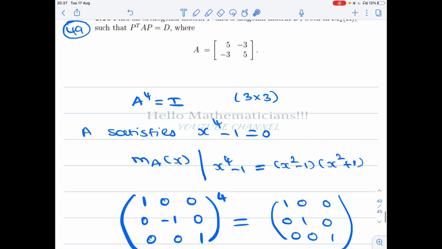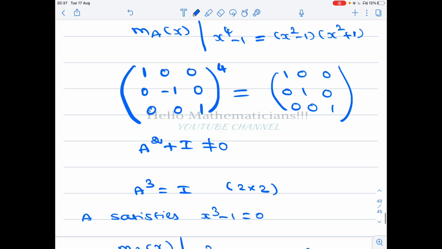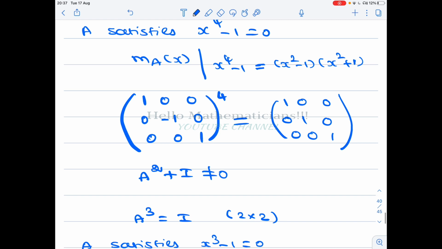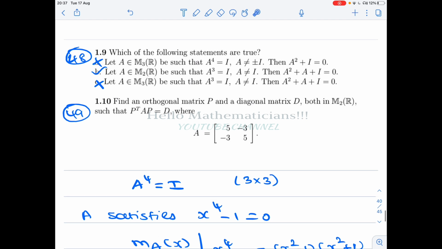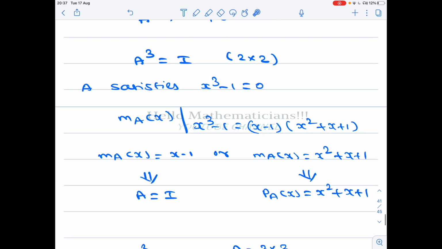Therefore, it satisfies a square minus I equals 0. If this is the minimal polynomial, it satisfies only this factor. It won't satisfy the other factor. Therefore, a square plus I is not equal to 0. We can consider this example. So the first option is wrong. You can argue similarly for the next one: a cube equals I, a not equal to I, then a square plus a plus I equals 0. But this time the answer is true.